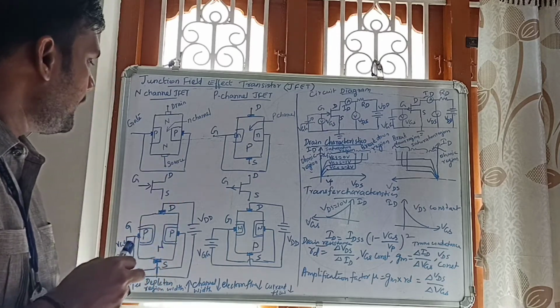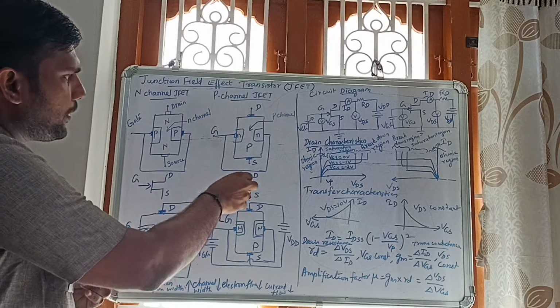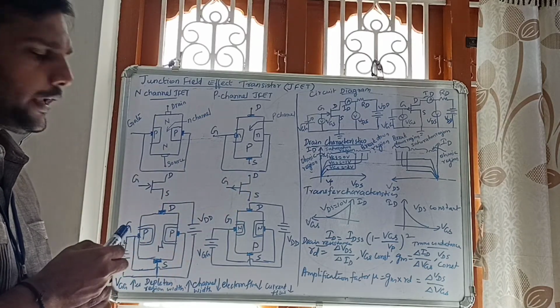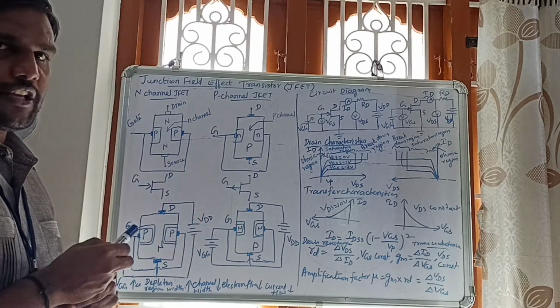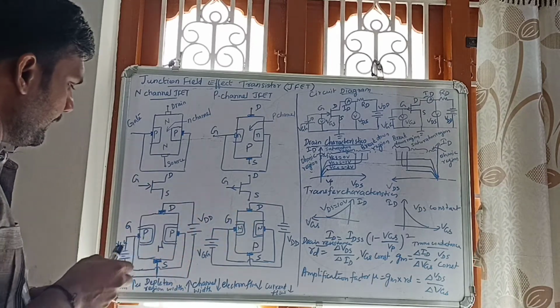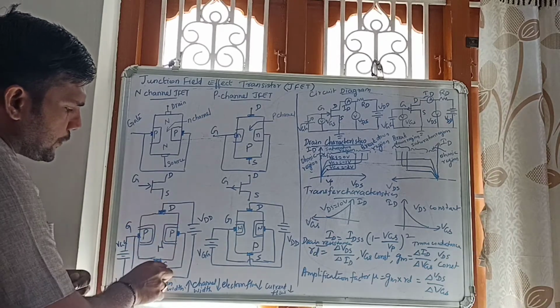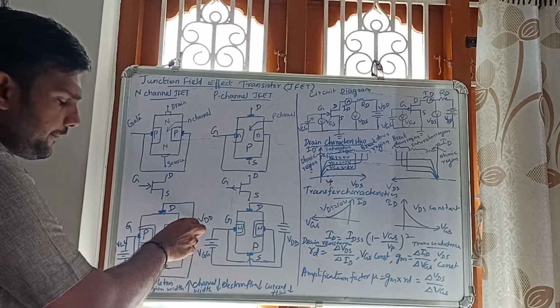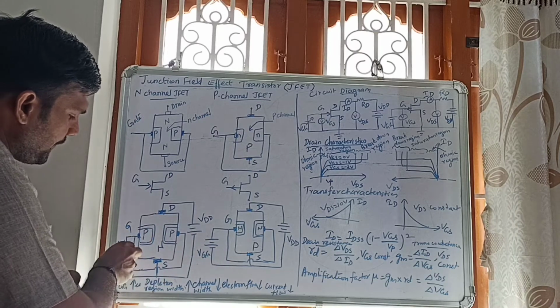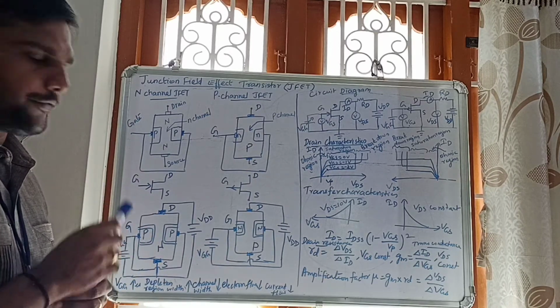Then, this is the symbol of N-channel JFET. This is the symbol of P-channel JFET. Next, let us see the operation of N-channel JFET and P-channel JFET. See here. Between drain and source, VDD supply is given. Between gate and source, VGG supply is given. So biasing is applied for the JFET.